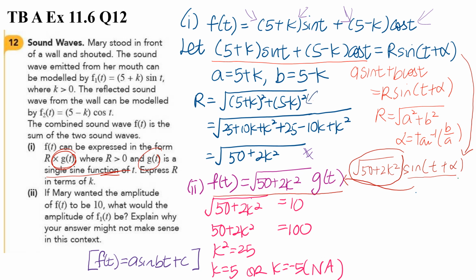But earlier on, in the beginning, you are told that k is more than 0. So therefore, you have to reject k equals -5. Okay? Right, so now you have the value of k already, very happy. And now the question says that your answer does not make sense. Why does k equals 5 not make sense? So of course, we'll try to substitute into your f1(t) and f2(t) and see what happens.